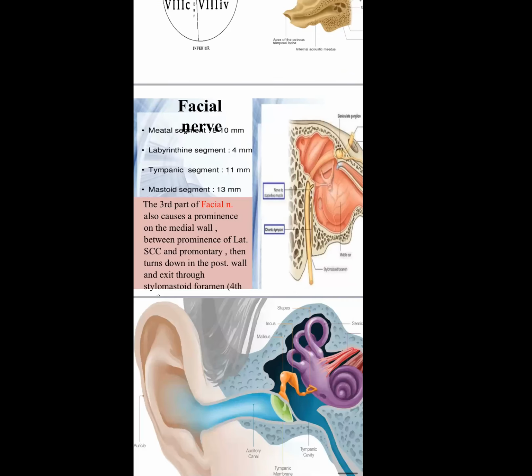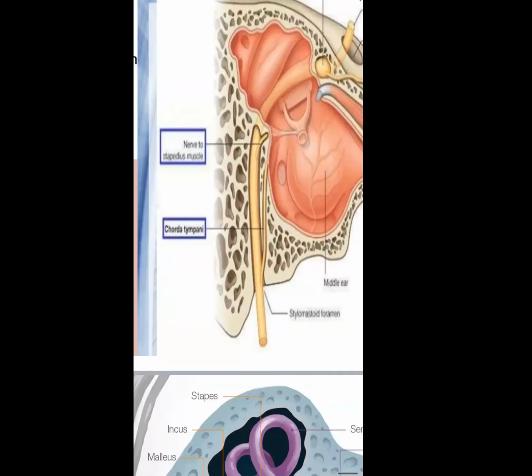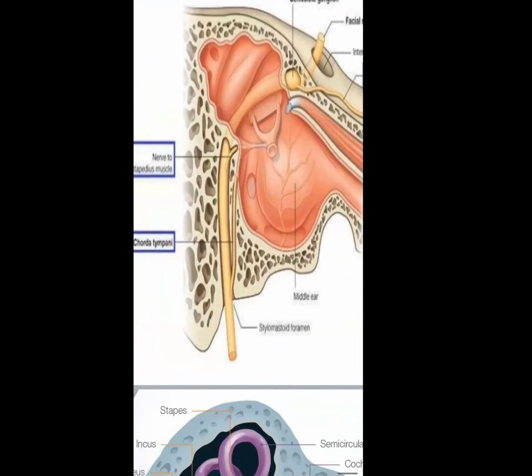The facial nerve has four segments. The first, 8 to 10 millimeters, is the meatal segment inside the meatus; then the labyrinthine segment, 4 millimeters; the tympanic segment, 11 millimeters; and the mastoid segment, 13 millimeters. We mention it here because the tympanic part of the facial nerve causes a prominence on the medial wall between the prominence of the lateral semicircular canal and the promontory, then turns down in the posterior wall and exits through the stylomastoid foramen. In this picture the facial nerve is clear. It makes a prominence on the medial wall and then passes to exit from the mastoid opening.